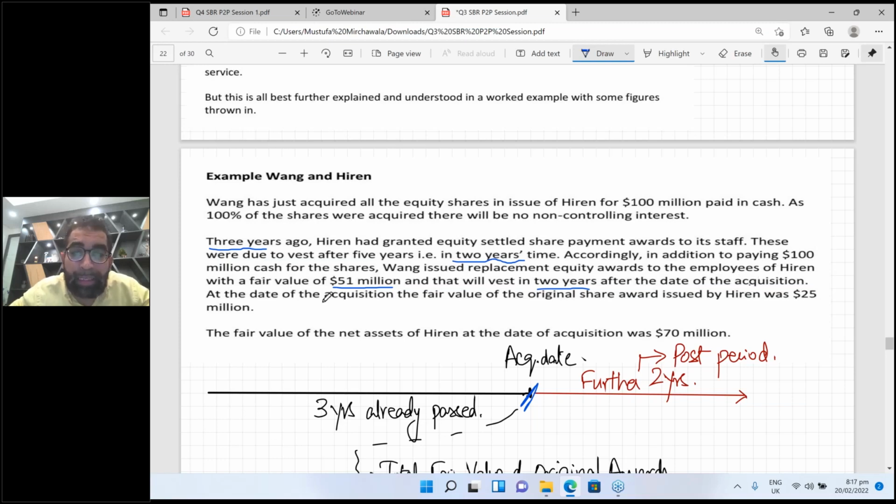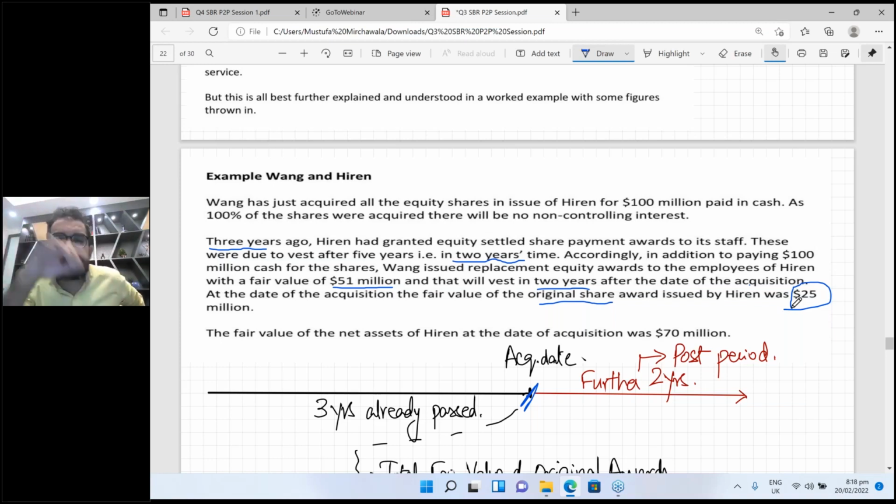Okay, at the date of acquisition, the fair value of the original share award issued by Hiren was 25 million. Now wait, just throw out the parent company from this deal. First of all, remove the parent company from this deal. Leave it. Think as company and their employees individually.